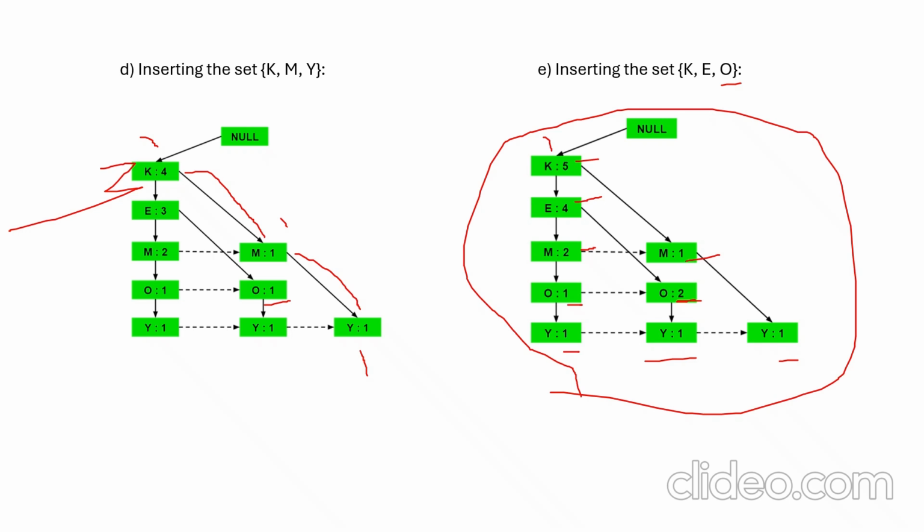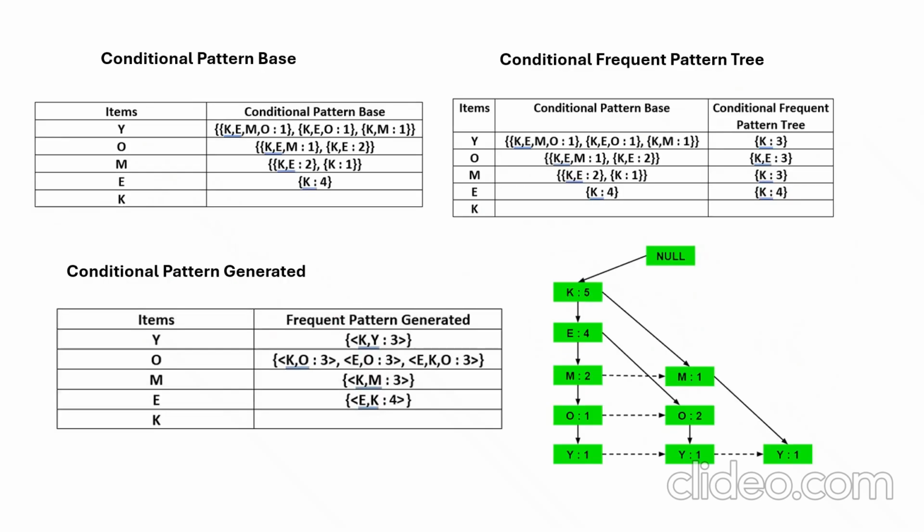Yes, so our list K is equal to 5, E is equal to 4, M is equal to 3, O is equal to 3 and Y is equal to 3 is actually fulfilled in this tree. So the perfect FP growth tree has been constructed. So this is the final tree.